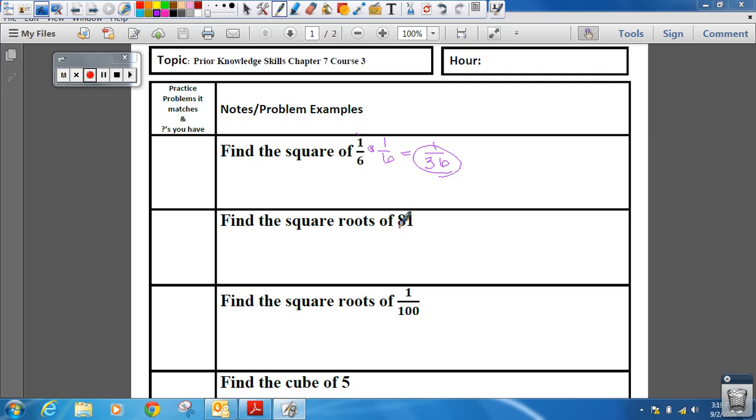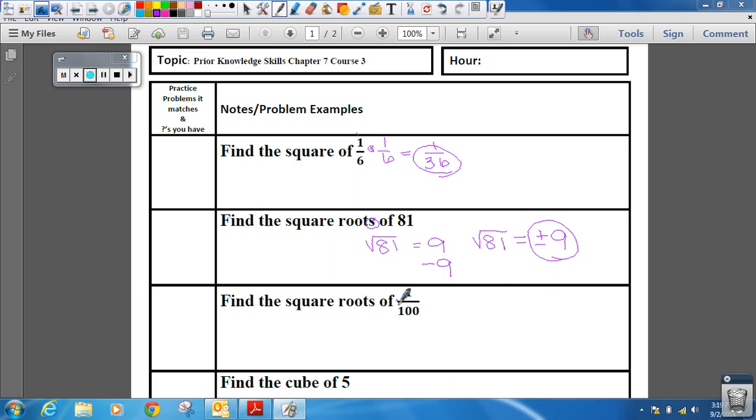To find the square roots of 81, most people think that the square root of 81 is only 9. Well, that's not incorrect, but if you look here, this is plural because there are two of them. 9 times 9 is 81, but negative 9 times negative 9 is also 81. So the square root of 81 is both the positive and negative 9. So that's how you write your answer, both positive and negative 9.